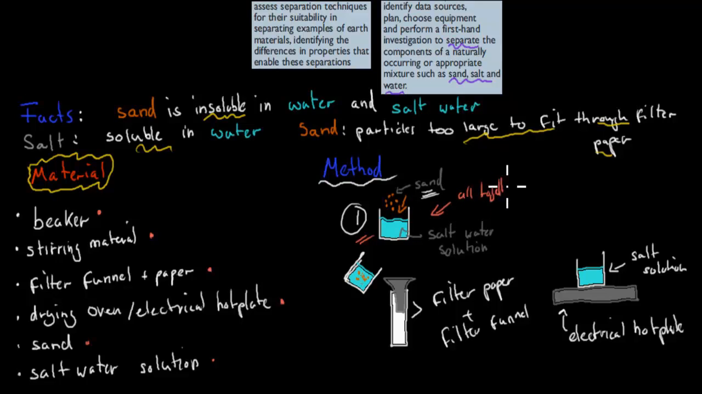Now we have to obviously start actually separating them. The second step is we want to separate the sand. And how can we do that? Well, we can use a filter paper and the filter funnel, because we said that sand particles are too large to fit through the filter paper, but the salt solution is not. So if you pour this in, what will happen is the salt solution will accumulate on the bottom, because it's just passed through, whereas our actual sand will get stuck in the filter paper. So now here we have separated sand from salt solution.